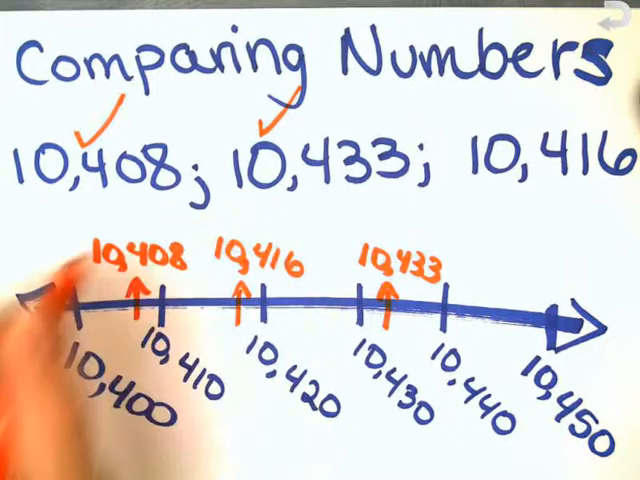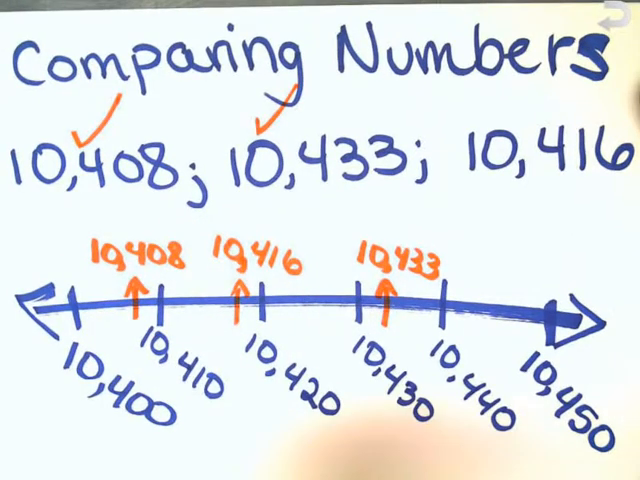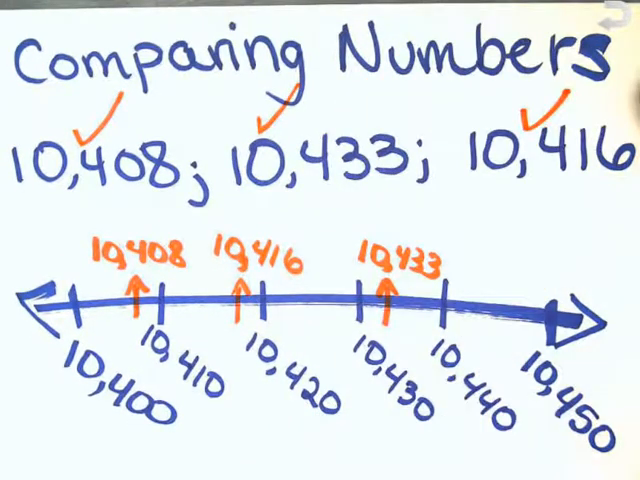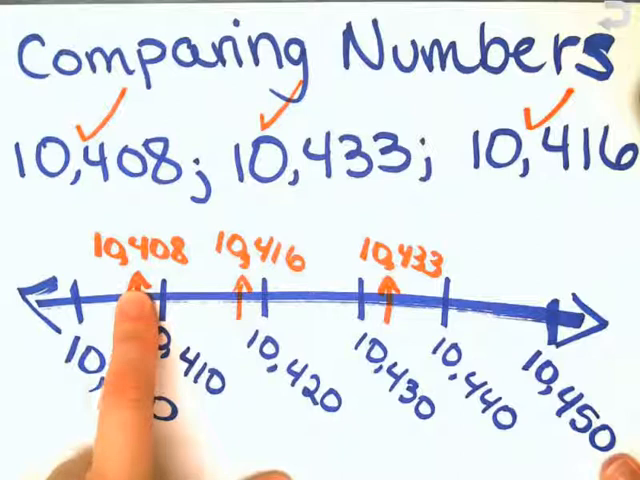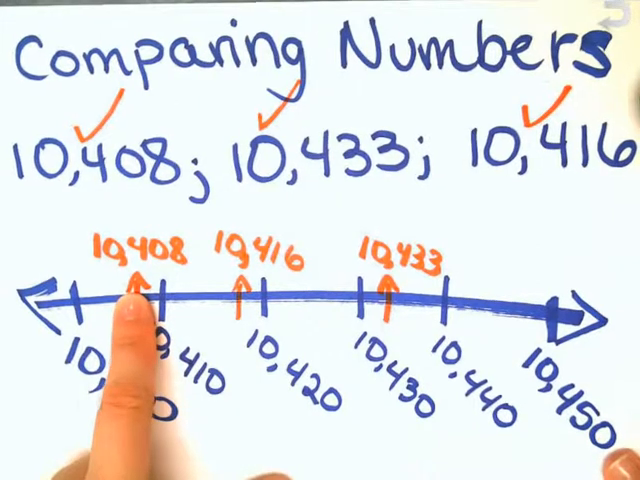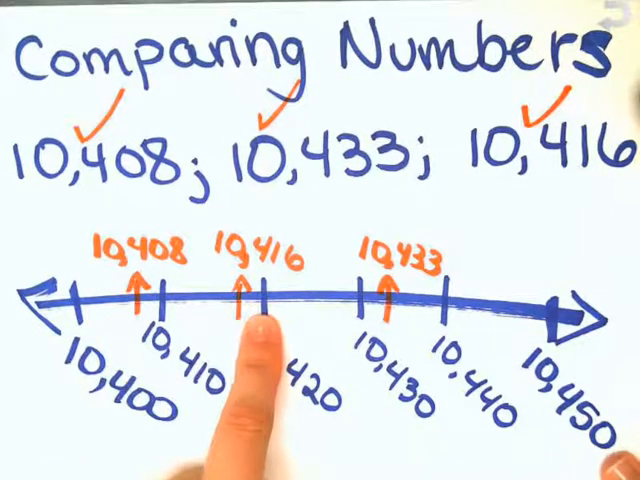So by plotting my numbers on a number line, I can very easily see where they are in order from least to greatest. I can see that 10,433 is the greatest. I can see that 10,408 is the least, and that 10,416 is in between.